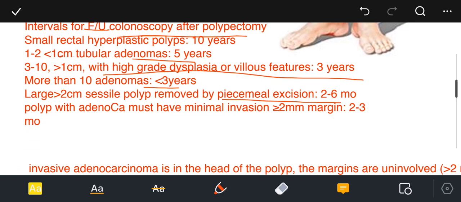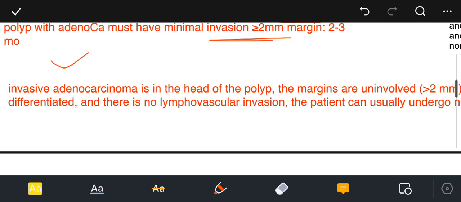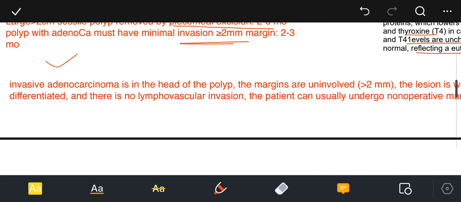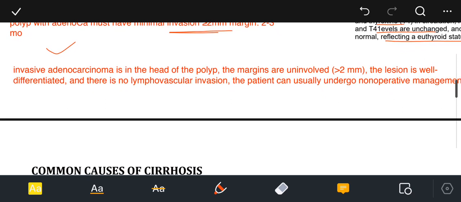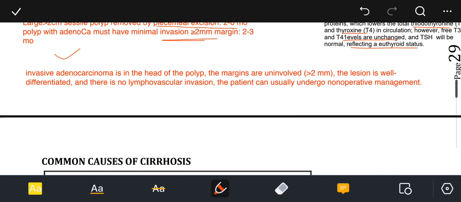And a polyp with adenocarcinoma must have minimal invasion with more than 2 millimeter margin. So we do it after 2 to 3 months. It is the same table that we read on the previous page. Invasive adenocarcinoma is in the head of the polyp. The margins are uninvolved, more than 2 millimeters. The lesion is well differentiated and there is no lymphovascular invasion. The patient can usually undergo non-operative management.